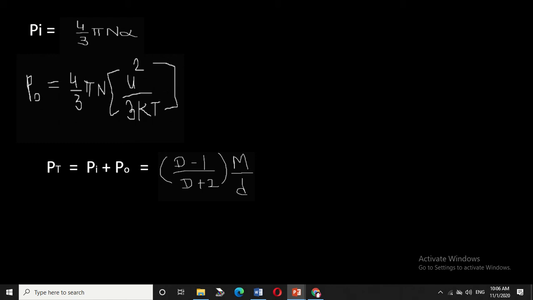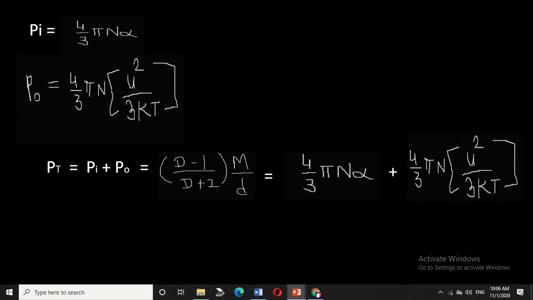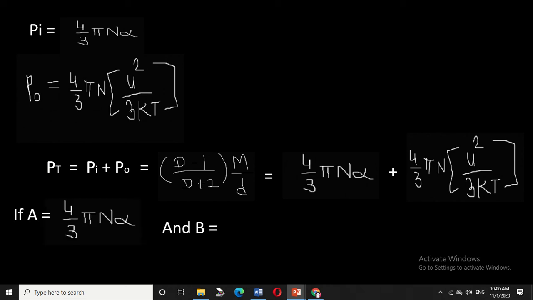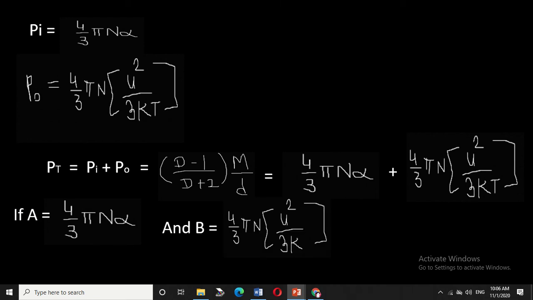M is the molecular weight, equal to 4/3 pi N alpha plus 4/3 pi N mu square upon 3kT. Now, 4/3 pi N alpha for the same molecule is a constant, considered as A, and 4/3 pi N mu square upon 3k is also a constant, considered as B. Therefore, the Pt equation becomes Pt equal to A plus B times 1 upon T.